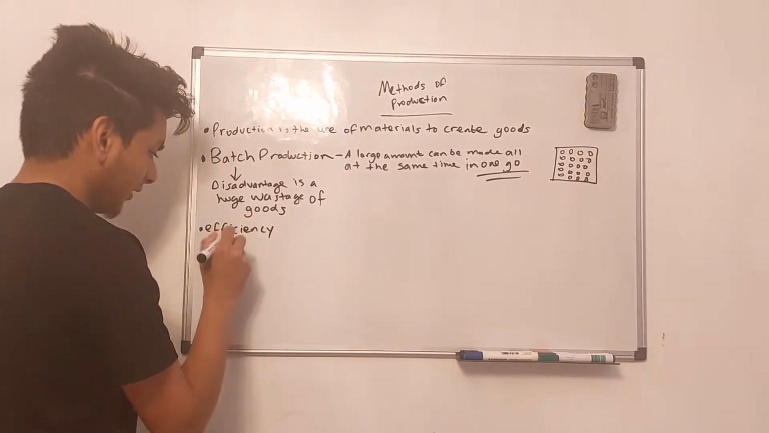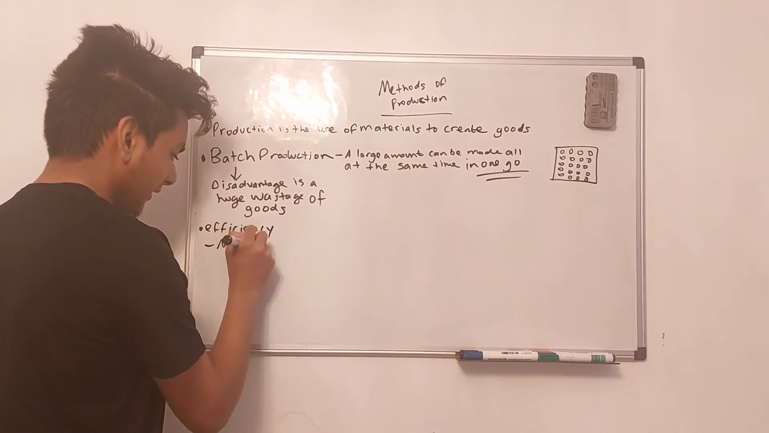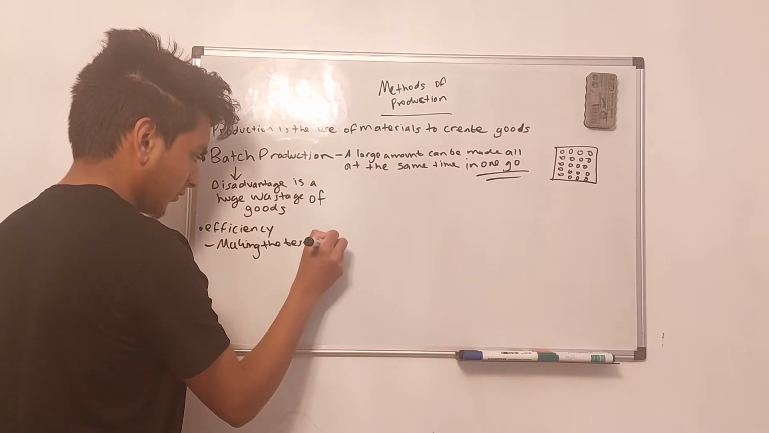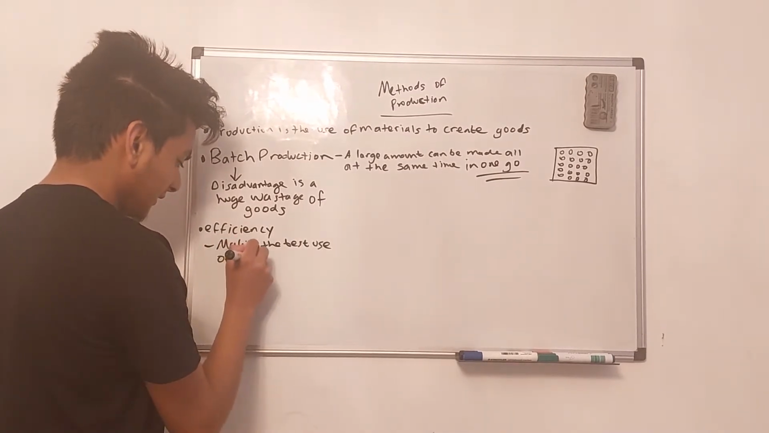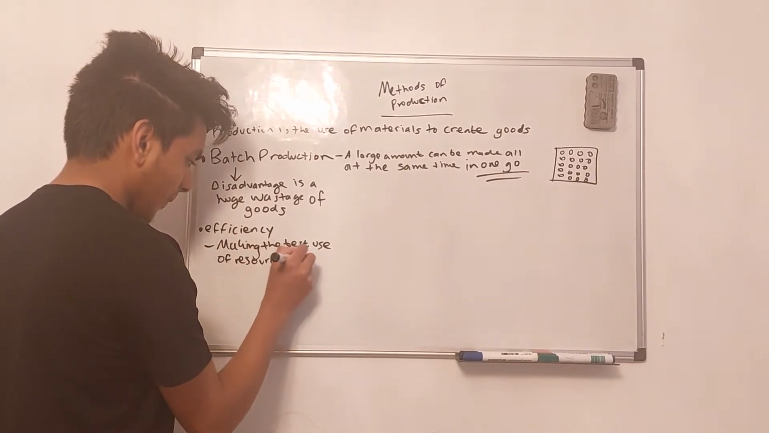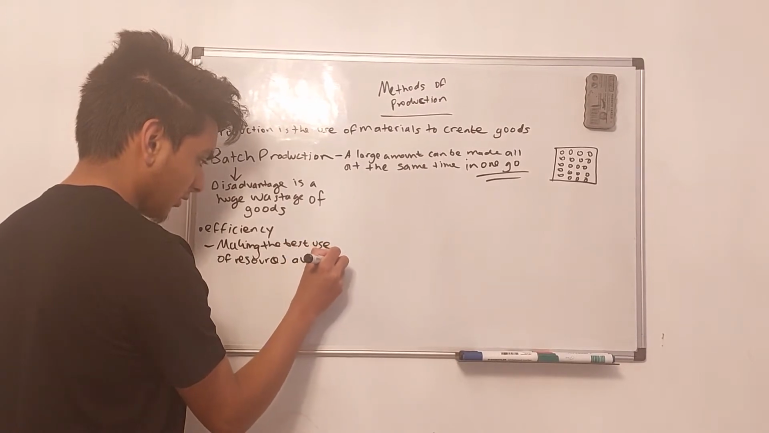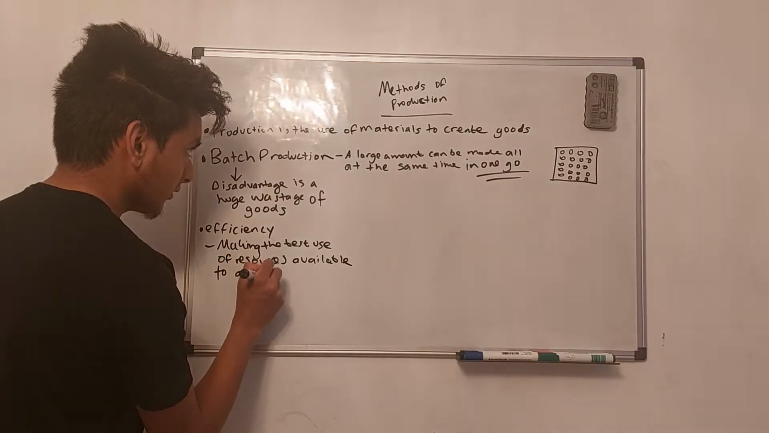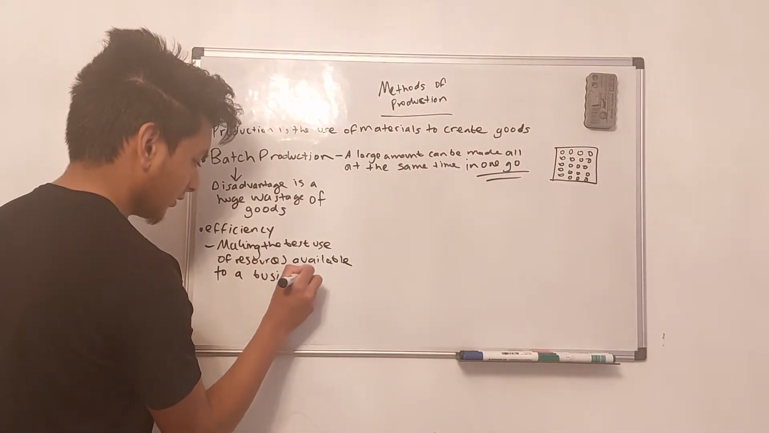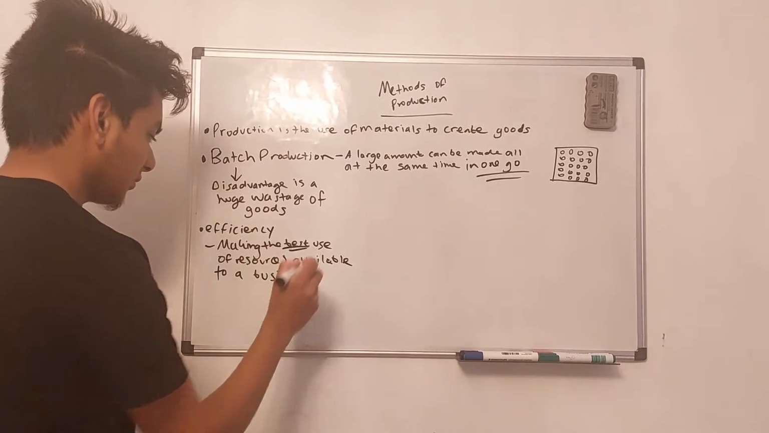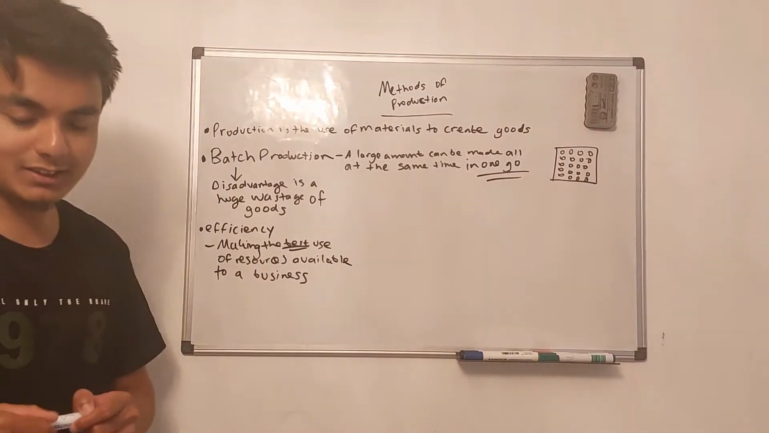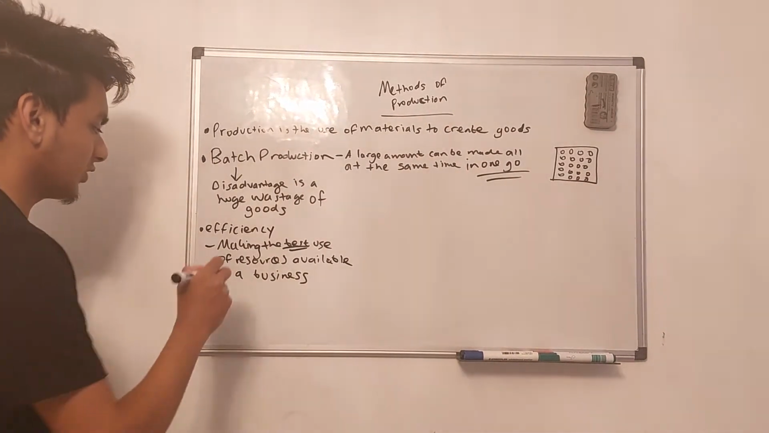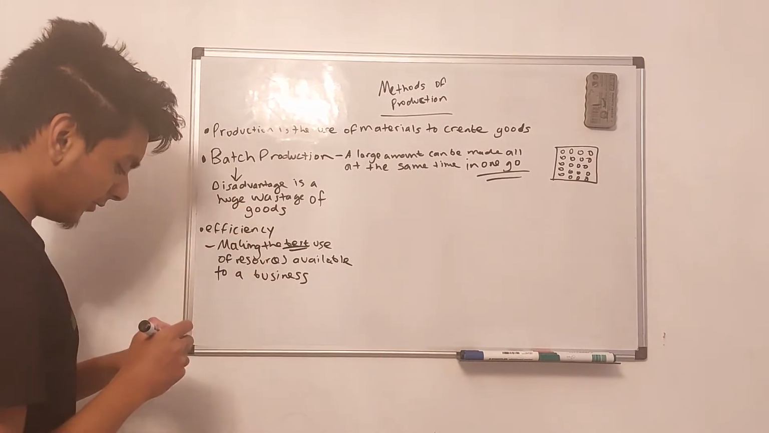This means making the best use of resources available to the business. Making the best use of the resources available to a business. So you're trying to use the fewest resources and get the highest output. So, efficiency.